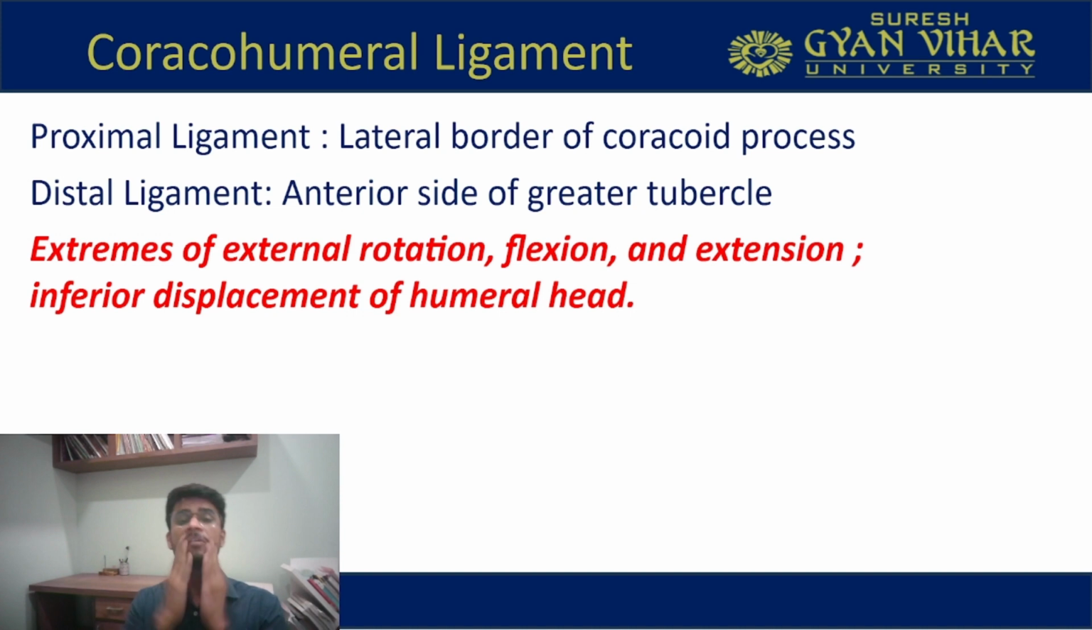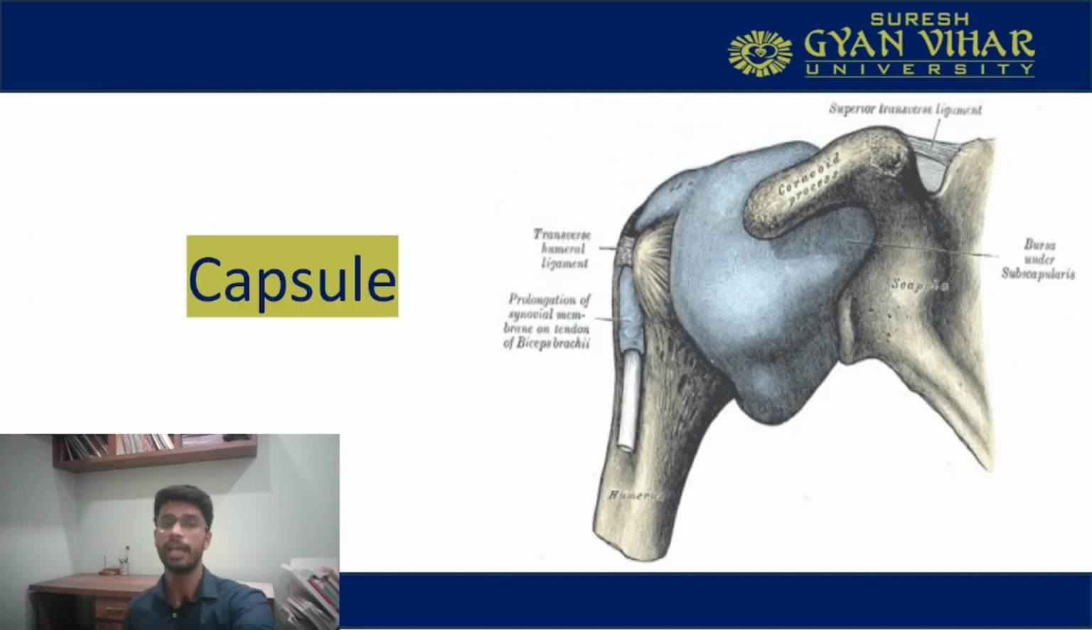So it will prevent the inferior displacement of the humeral head. This is the function of the coracohumeral ligament. Also, there is a capsule, a sheet of tissue which covers the whole structures present in the shoulder joint, and that is the capsule. It is covering all the structures like your ligaments and some muscles. Also there are bursas which are present beneath the capsule, which means it is wrapping the joint.